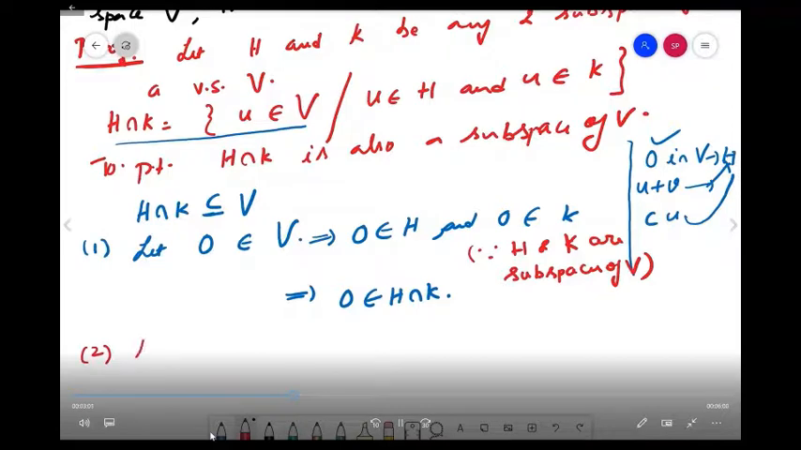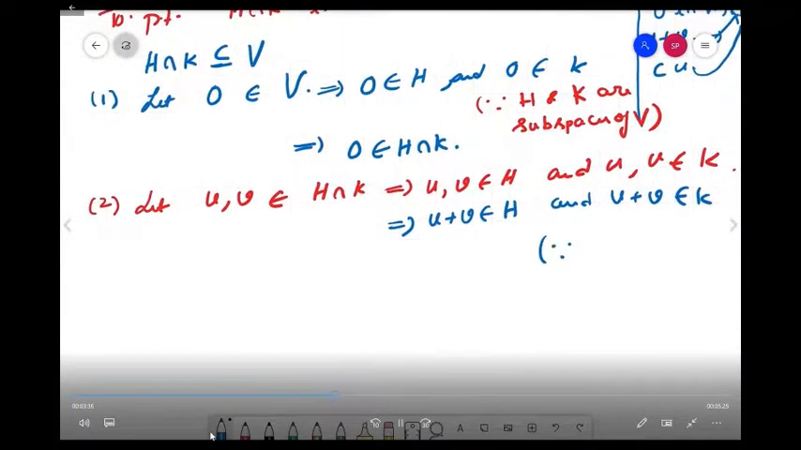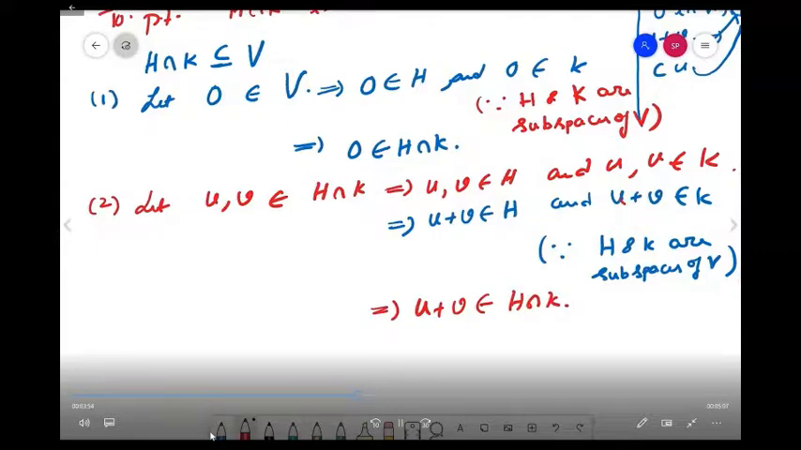Second point: let U, V belong to H intersection K. This implies U, V are there in H, as well as U, V belong to K. Since H is a subspace, U plus V will be there in H, and also U plus V will be there in K, because both H and K are subspaces of V. The sum of any two vectors should be there again in the same subspace, which implies U plus V belongs to H intersection K. That is the second point we have to prove.